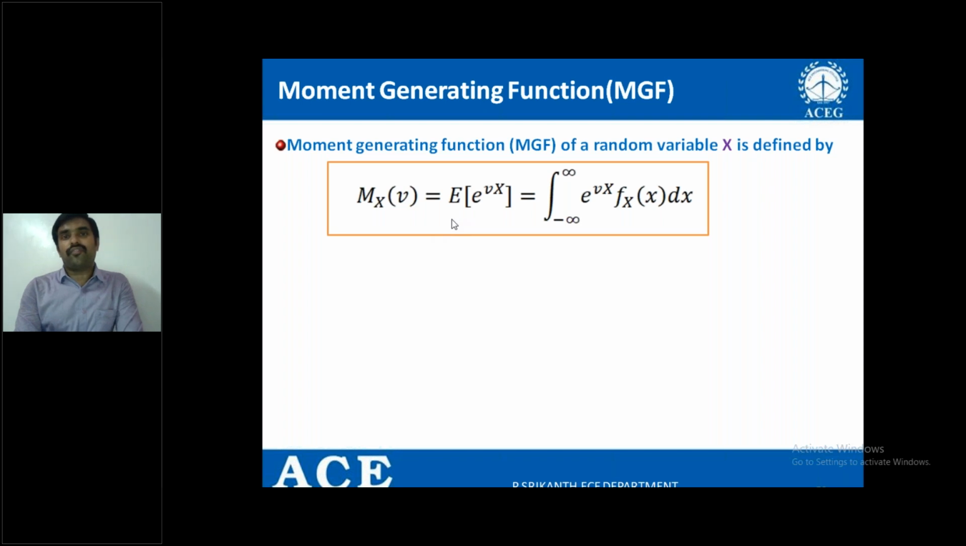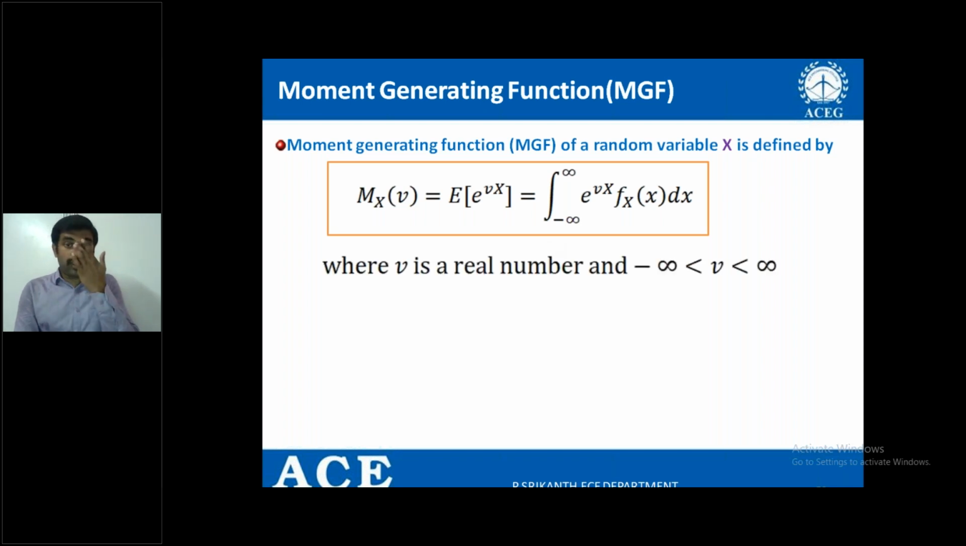So the formula is, you can write the MGF as mx of v equal to the expectation of e power vx. In the integration form you can write the integral from minus infinity to plus infinity of e power vx into fx of x dx, right? So here, what is v? v is a real number, same as your omega, and it varies from minus infinity to plus infinity.